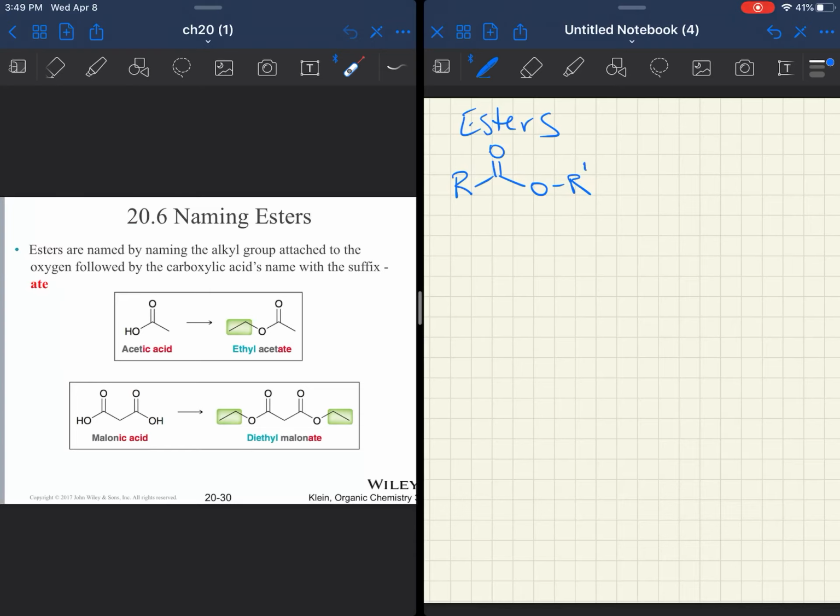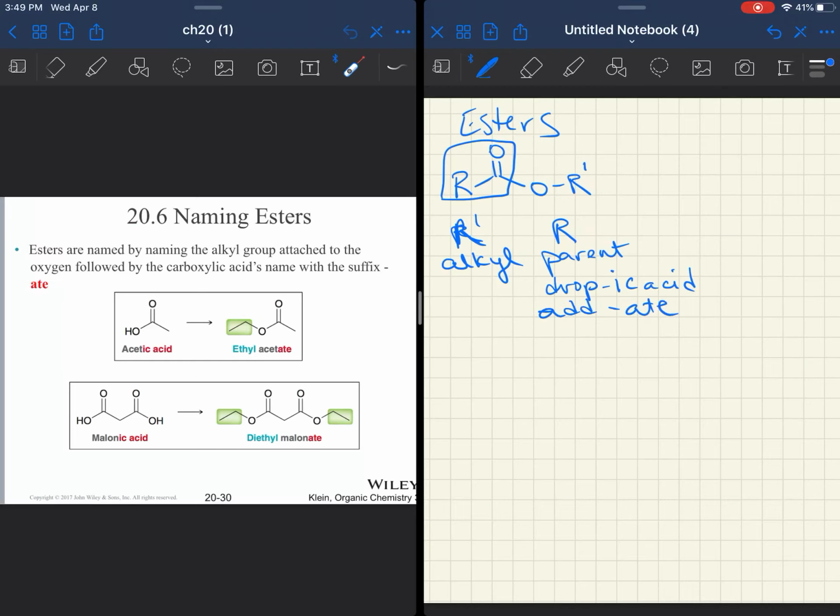All right, naming esters. This one can be a little bit tricky. You're going to have R, carbonyl, O, and then an R group. I'm going to put R1. This is the pattern you're going to see. Let's set this up. R1 is going to be an alkyl group at the beginning, and then R is going to be your parent, right? So the side that is connected to the carbonyl, that's your parent here.